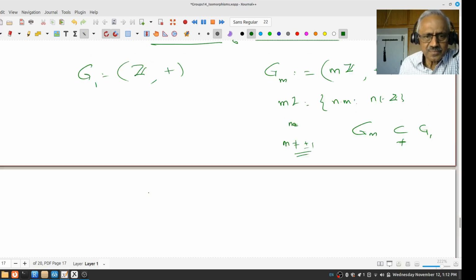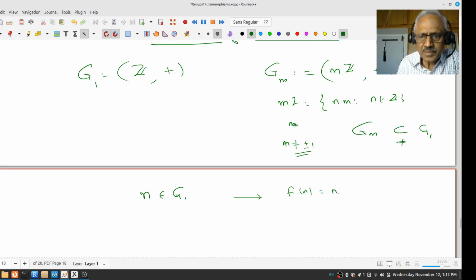Suppose you start with an integer n in G1, I have to map it to f of n. But remember, it has to be a multiple of m. Therefore, the obvious thing is n times m. That will be a multiple.